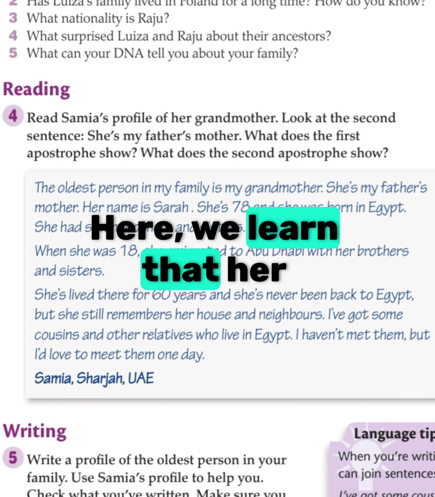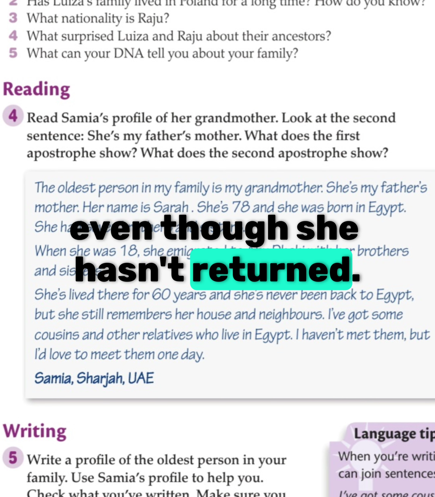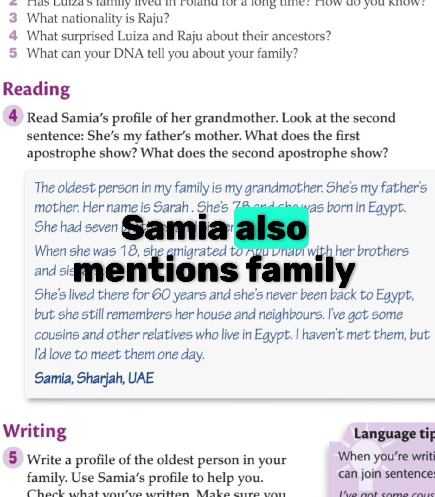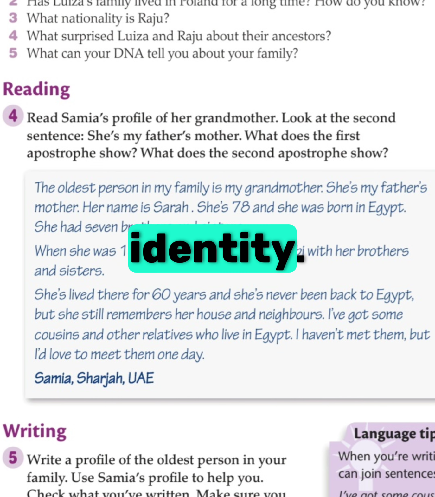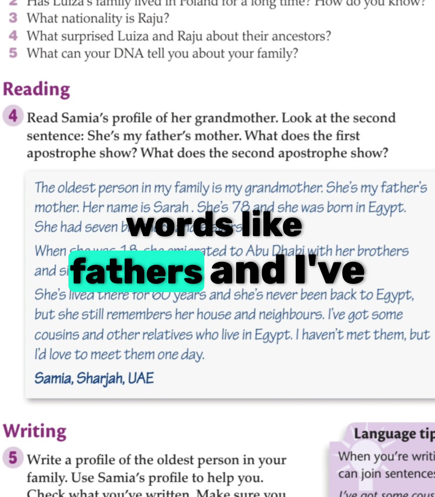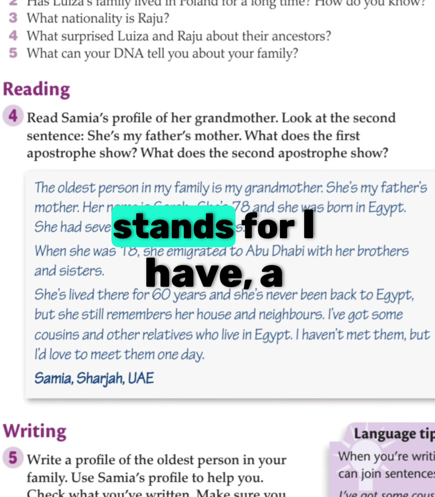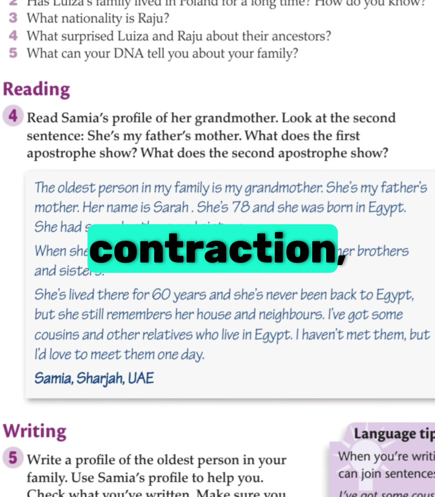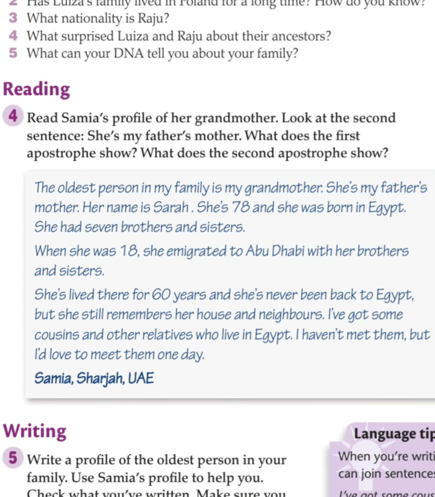Here, we learn that her grandmother has memories of Egypt, even though she hasn't returned. Samia also mentions family connections in Egypt, adding depth to her family identity. Take note of the apostrophes in words like father's and I've. In I've, the apostrophe stands for I have, a contraction, while in father's, it shows possession.